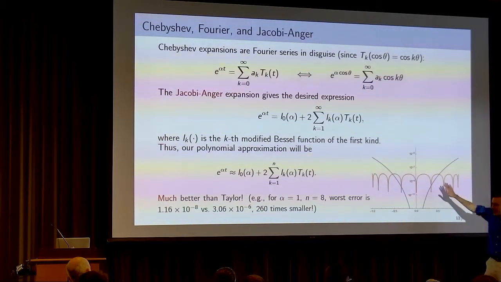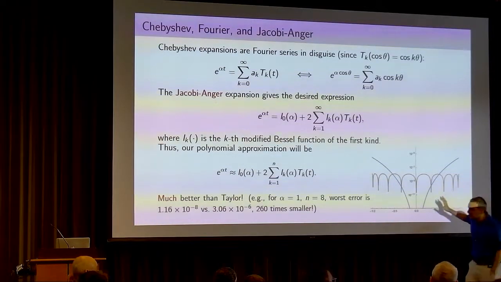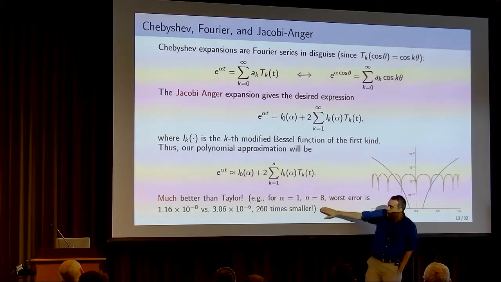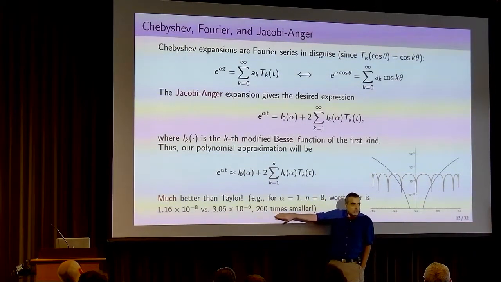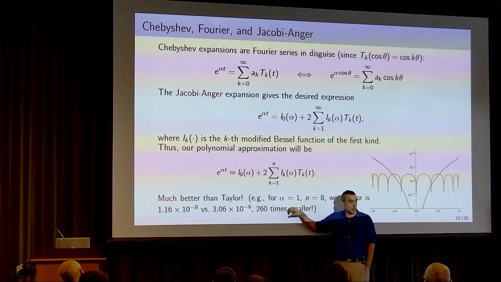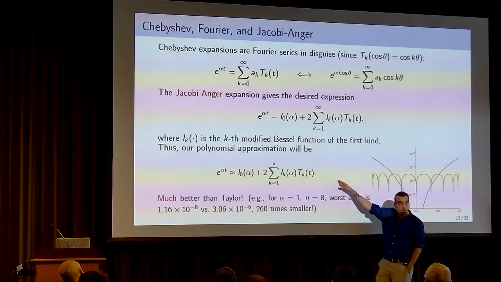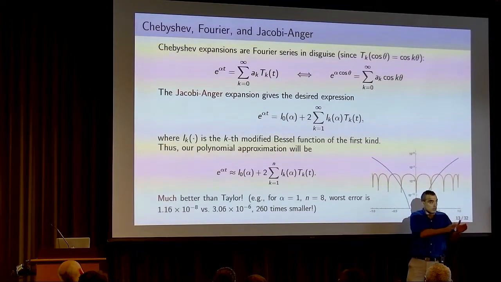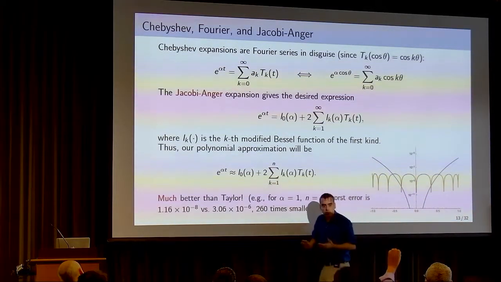Just to give an example, even if you take polynomials of degree 8, which is not very much, you get an error which is 260 times smaller with this kind of approximation, which is again a polynomial of the same order as a Taylor expansion, but the Taylor expansion is incredibly bad.